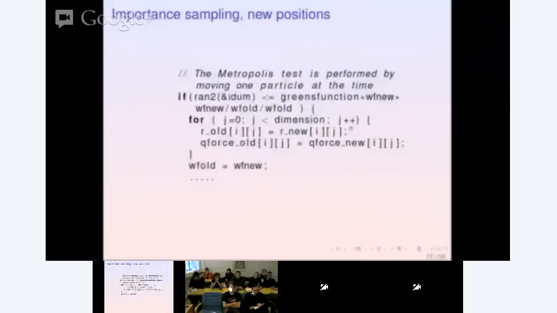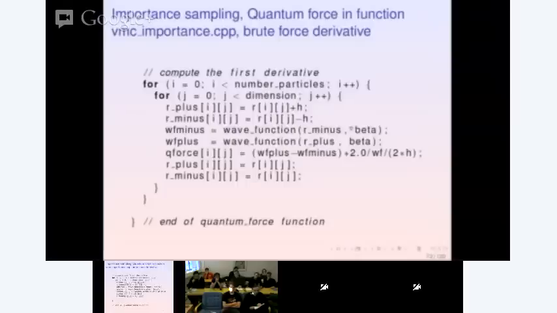What I plugged in here is the numerical derivative. I use this three-point formula for the first derivative. You see that I move one step to the left and one step to the right. I loop over all the particles and the dimensions, and then I compute the wave function when I move one step h to the left, and when I move one step to the right. That means the quantum force is now equal to this numerical expression for the first derivative: the wave function to the right minus the wave function to the left, divided by 2 times the step length h.